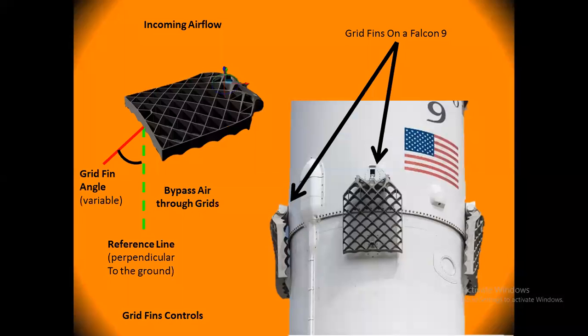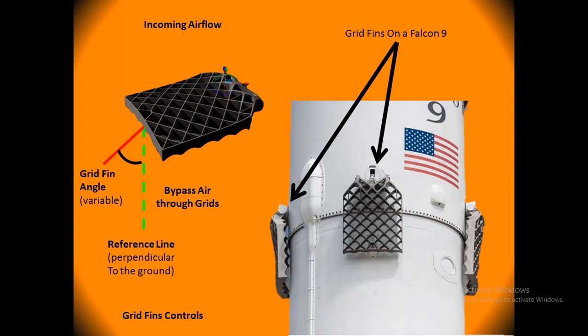Hello. Yeah. So this is an interesting grid fin control system where you will be seeing a lot of things. You will be seeing this mostly in Falcon 9. They have introduced this, which moves up and down, perpendicular to the ground. So it will adjust the missile accordingly.